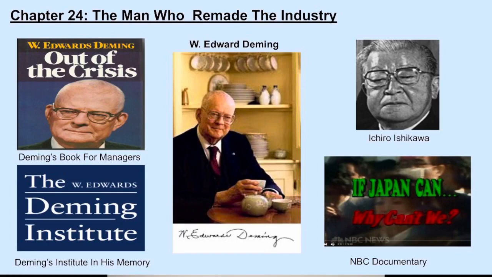The NBC documentary explains how this happened, but it was really just a description of the influence one man had on Japanese industry, and his name was W. Edwards Deming, an 80-year-old American statistician. Deming, who had been working as a consultant to industry, leaving the U.S. Department of Agriculture in 1939, was suddenly in great demand.